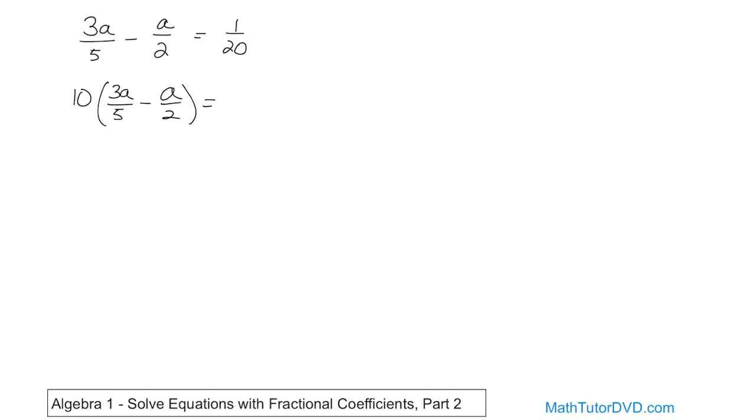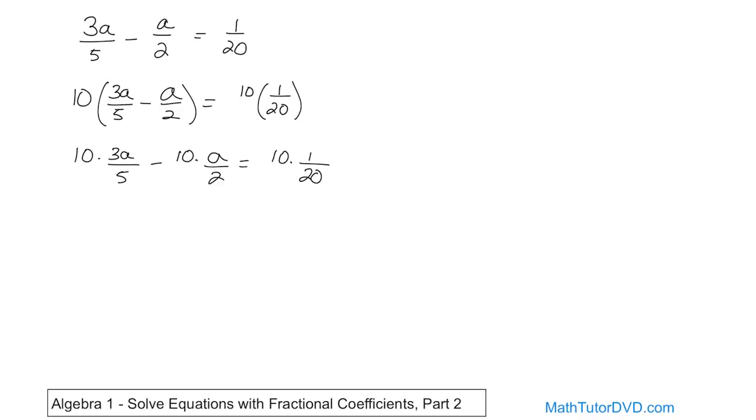Now you do it to one side, you have to do it to the other side. So what you'll have is 10 times 1/20th. All I did is multiply both sides by 10. Now, we're going to take this 10 and multiply it by each term because it's got to be distributed in. So 10 times 3a over 5 minus 10 times a over 2 is equal to 10 times, I'll just write it as 1 over 20 for now. We'll do the simplification in the next step.